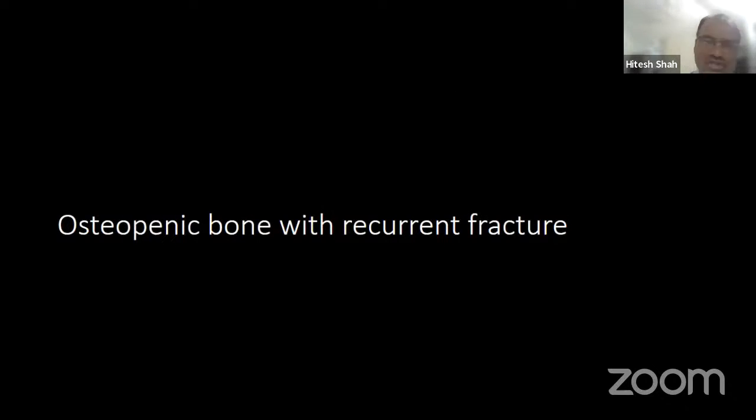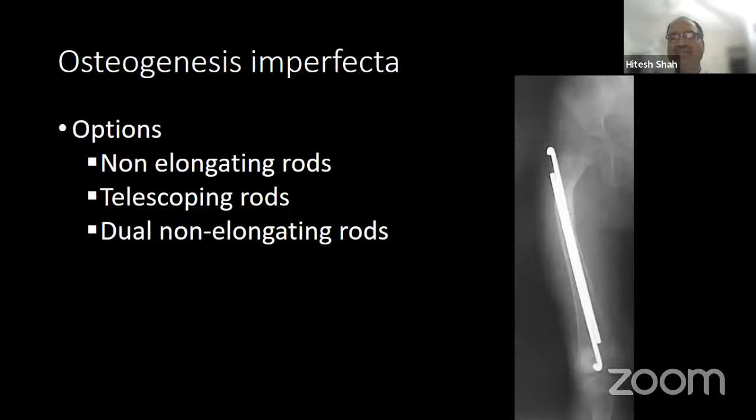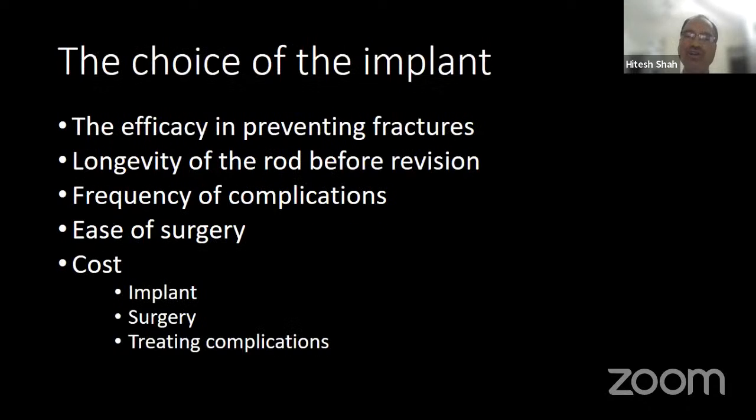A few points on the osteopenic condition with recurrent fractures. Most common is osteogenesis imperfecta. We need to use a growing rod ideally, because a non-elongating rod will not grow along with the child. Either use a telescopic rod or the double Rush rod. It depends on the availability and what surgeons are comfortable with. We can use those implants.